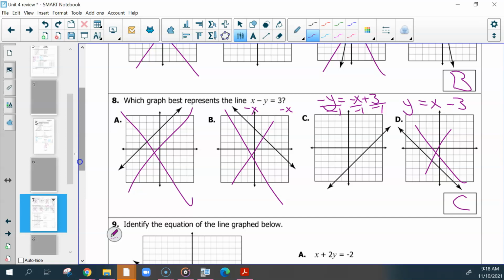I only have about 3 more that I want to go through with you. 2 are on the last page, and then 1 I'm going to give you. Do you have any questions on this page so far?